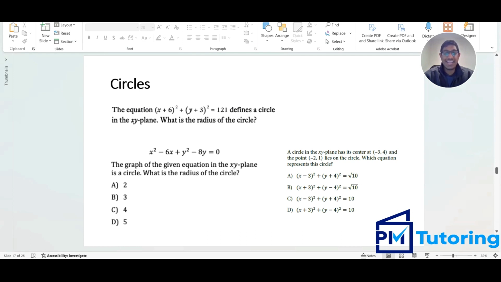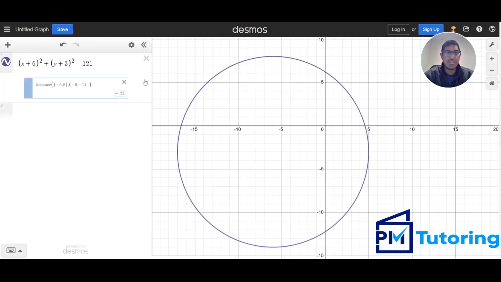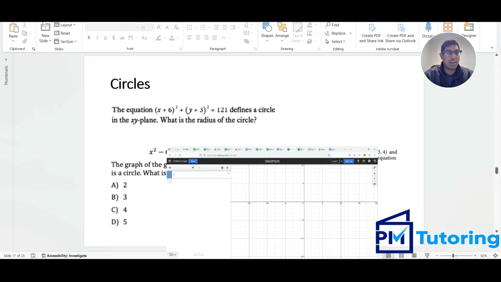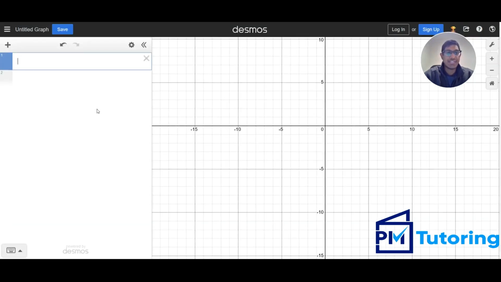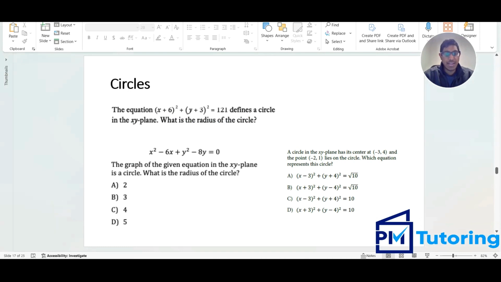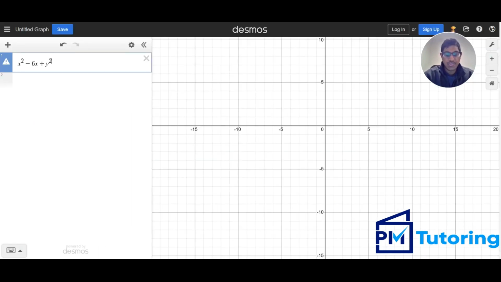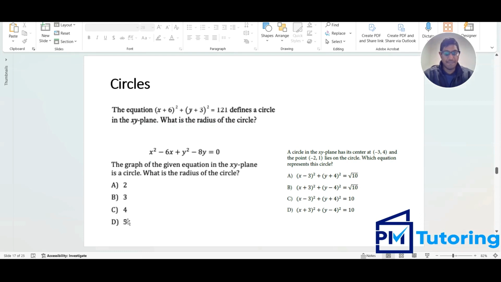Now, we don't even need these to be in center radius form to use Desmos to plot them and find our radii. x^2 - 6x plus y^2 - 8y equals 0. And there's this circle over here. Again, we use the two points top and bottom. So that's (3, 9) and (3, -1). So from 9 to -1, that's 10 units. Half of that would be a radius of 5.